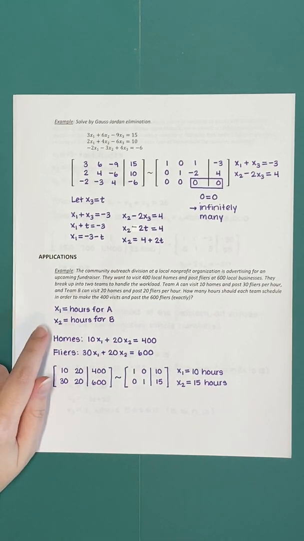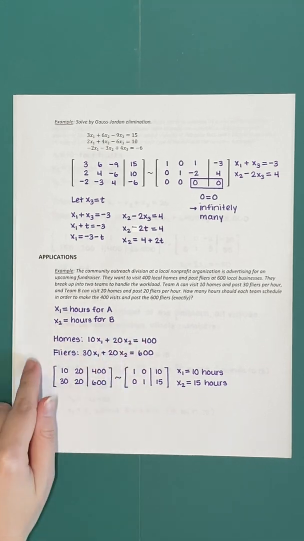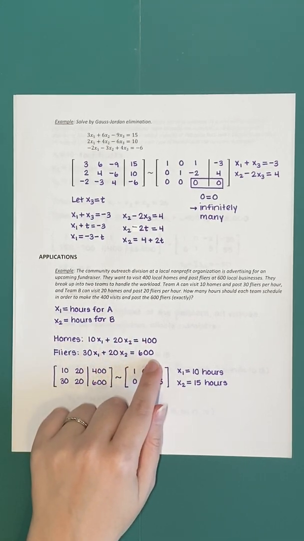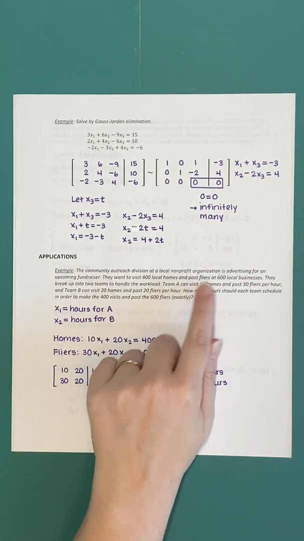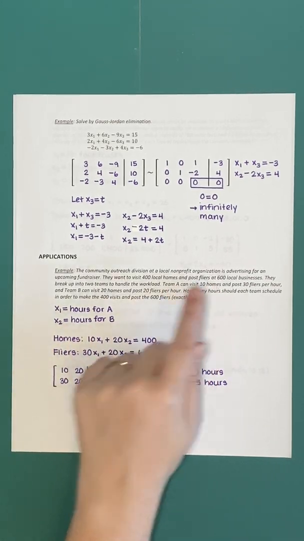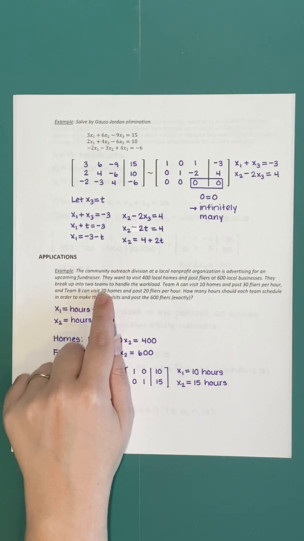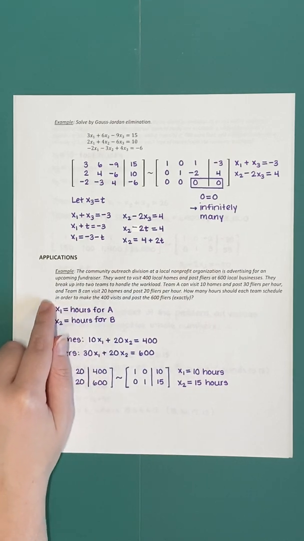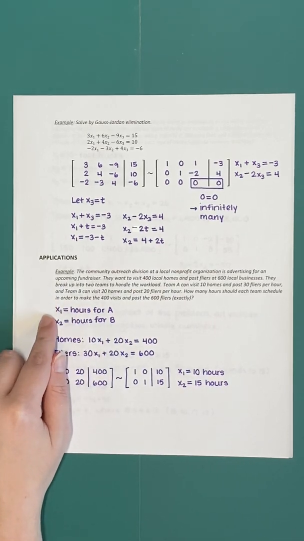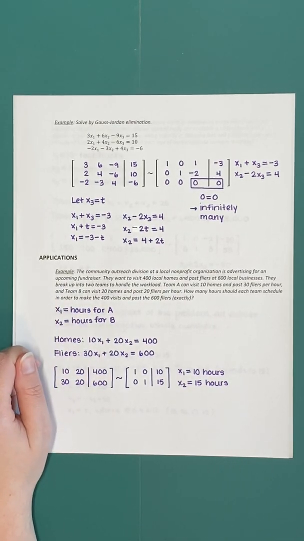In this case, our totals involve homes and flyers distributed. If we're talking about home visits, we know Team A can visit 10 homes an hour, and Team B can visit 20 homes an hour. If you take how many homes they visit and multiply it by the number of hours they spend visiting, that will give you that particular team's contribution towards the total.